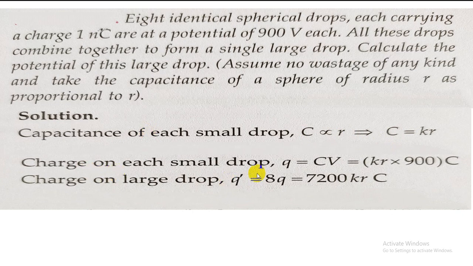Charge on each small drop. The formula in terms of capacitance is Q equal to CV. The value of C is given, V is also given. So we write here the value of C as kr, and we have the value of charge. Now the charge on the large drop is 8 times the charge on the smaller drop, so we multiply it by 8 and we get this value.